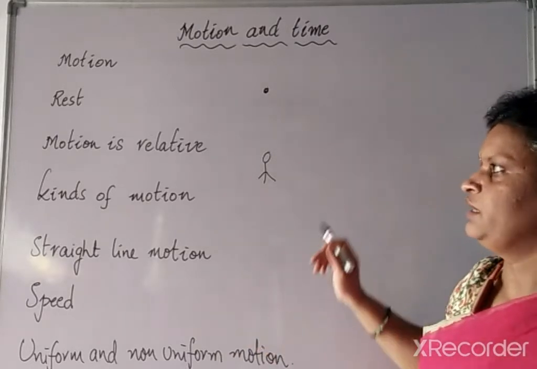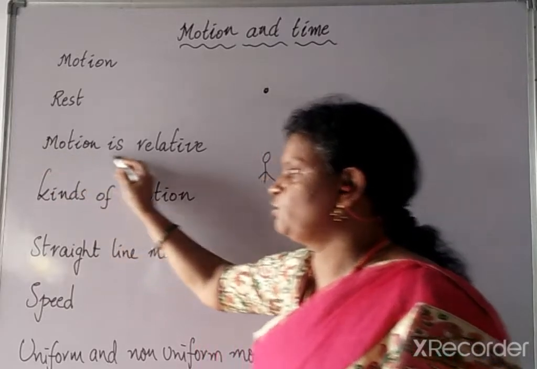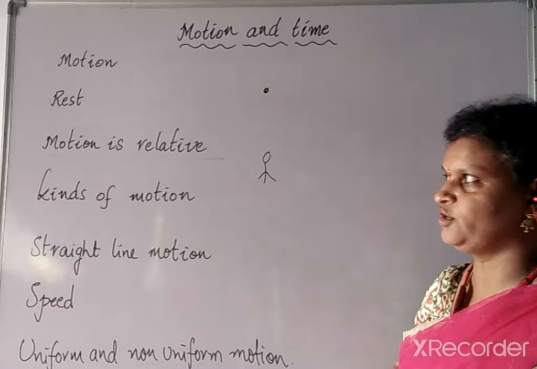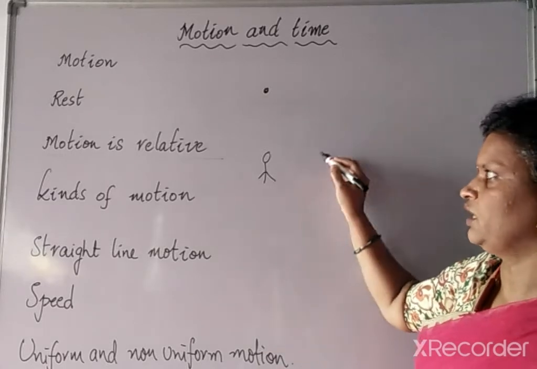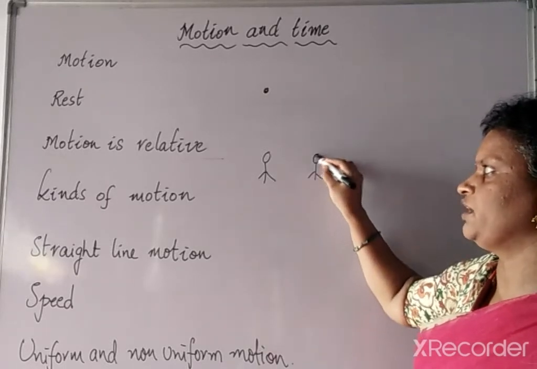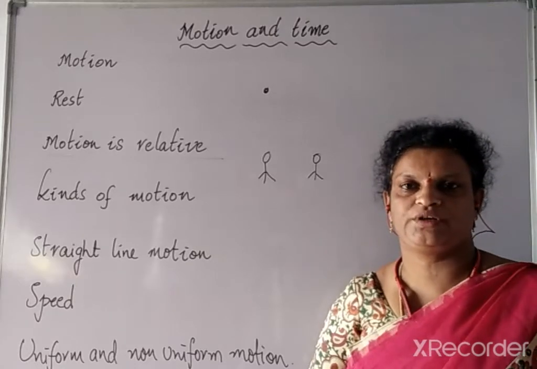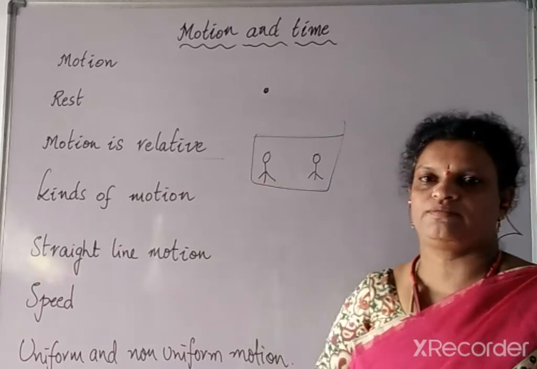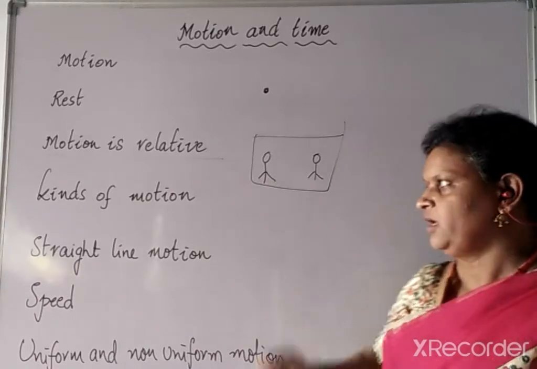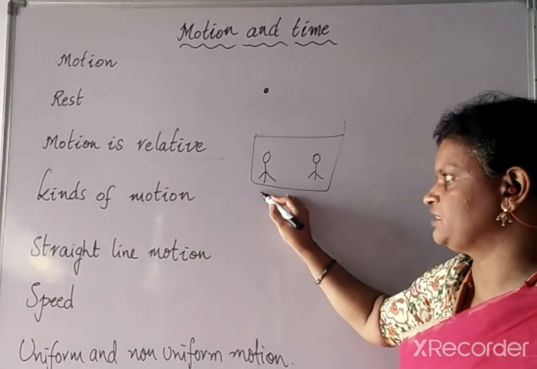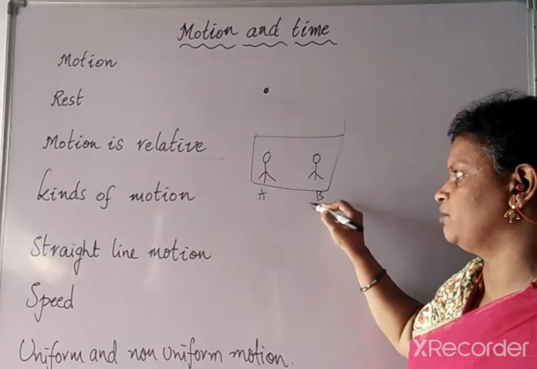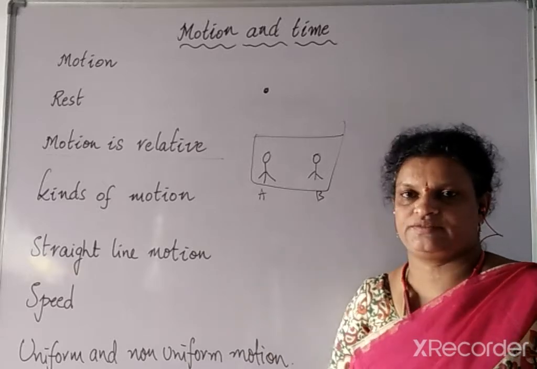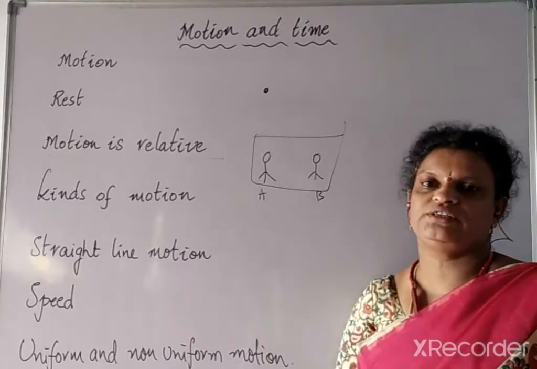Now, here we are saying one more thing also. What is this? Motion is relative. Now here two persons are traveling in one car. Both are sitting together on one seat and both are traveling in one car. Whenever they are traveling, I will name the first person A and the other B. According to B, A is at rest. According to A, B also is at rest.